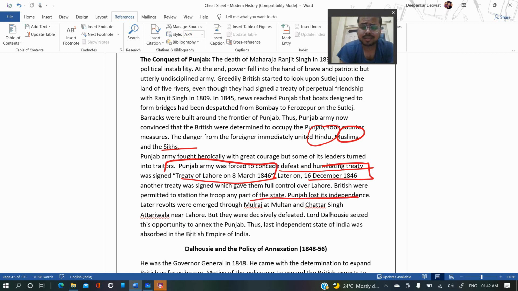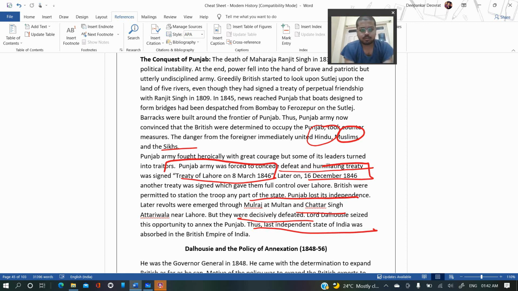Punjab lost its independence. Later, revolts emerged from Mulraj at Multan and Chatar Singh at Yarwal near Lahore, but they were decisively defeated. Lord Dalhousie seized the opportunity to annex the Punjab, the last independent state of India, and it was absorbed into the British Empire. The Punjab was the last state that was captured by the British.